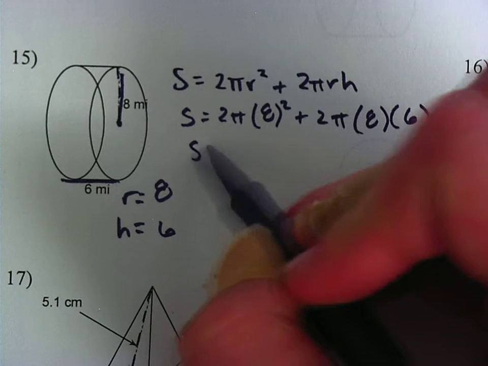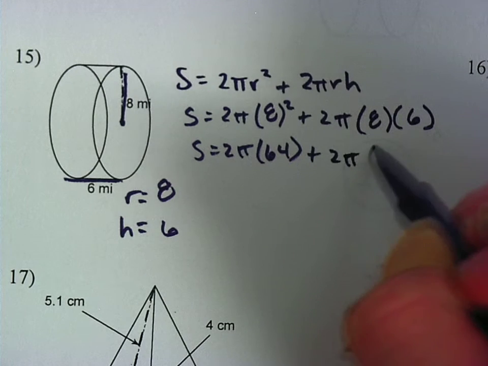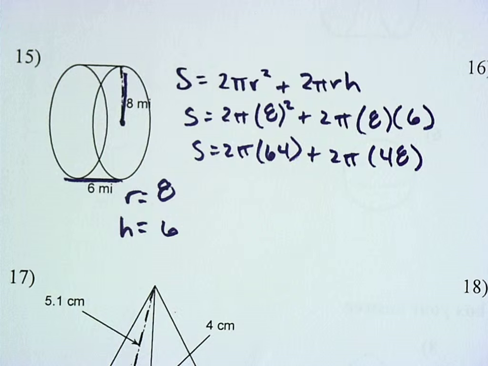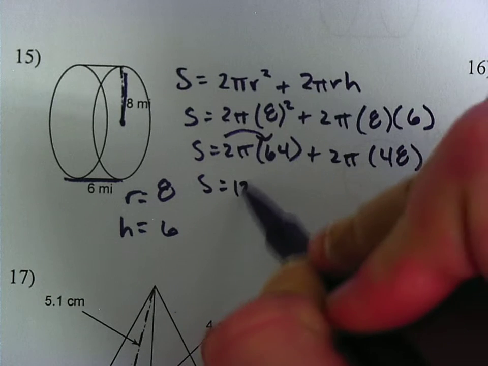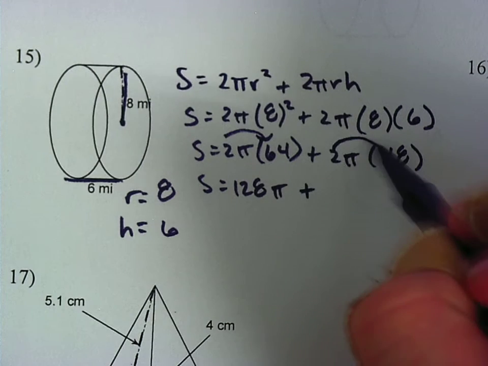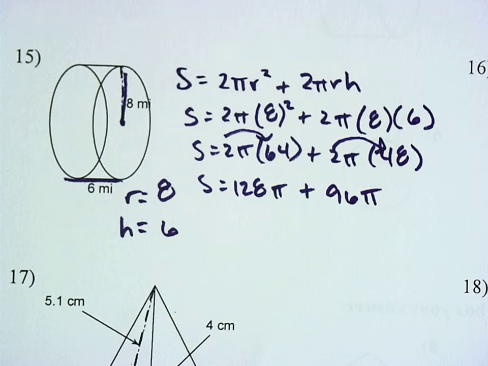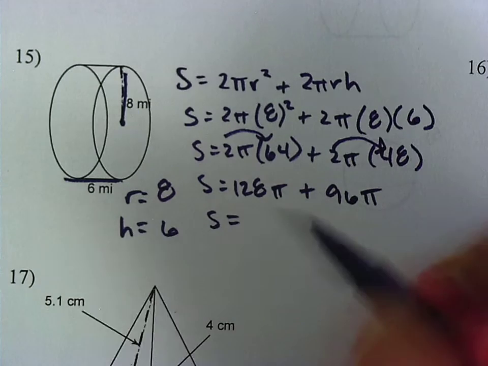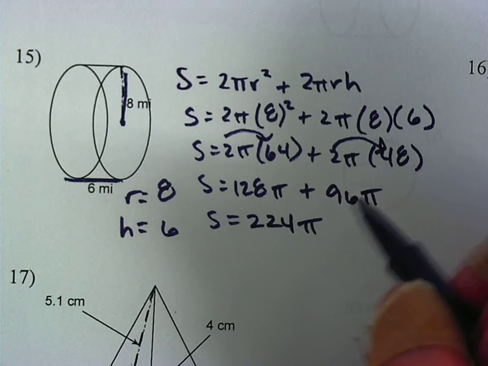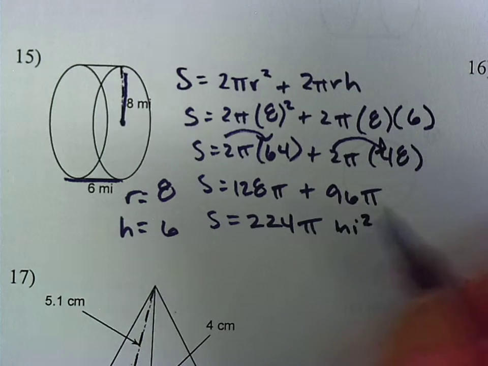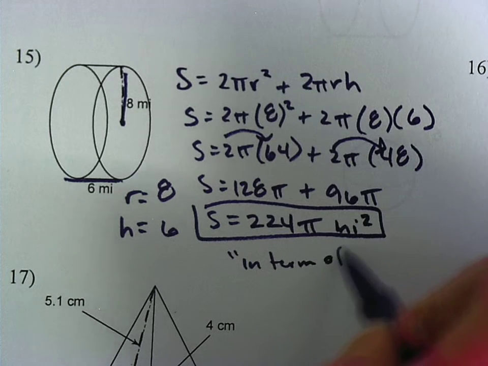Well, 8 squared is 64, so 2 pi times 64. 8 times 6 is 48. All right, 2 times 64, that's 128 pi, and 2 times 48, that's 96 pi. Well, 128 plus 96 pi is 224 pi. And actually, we can go ahead and leave that as our answer. That's our answer in terms of pi.